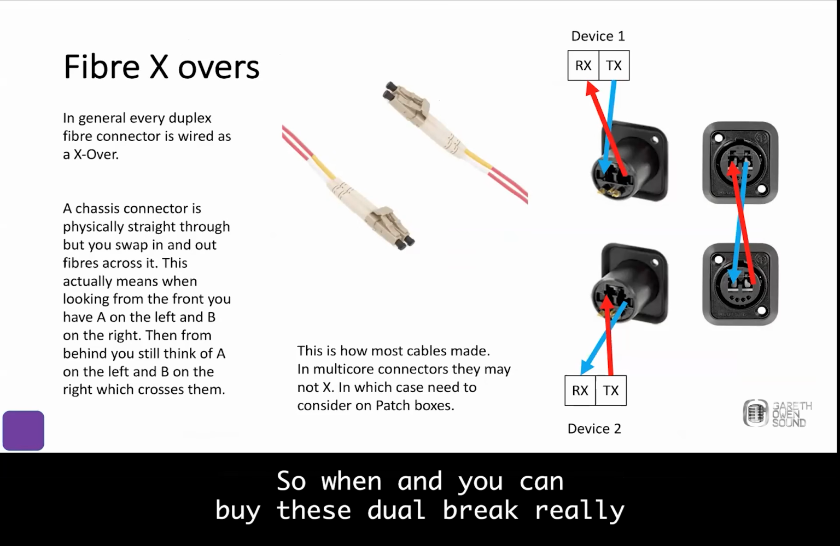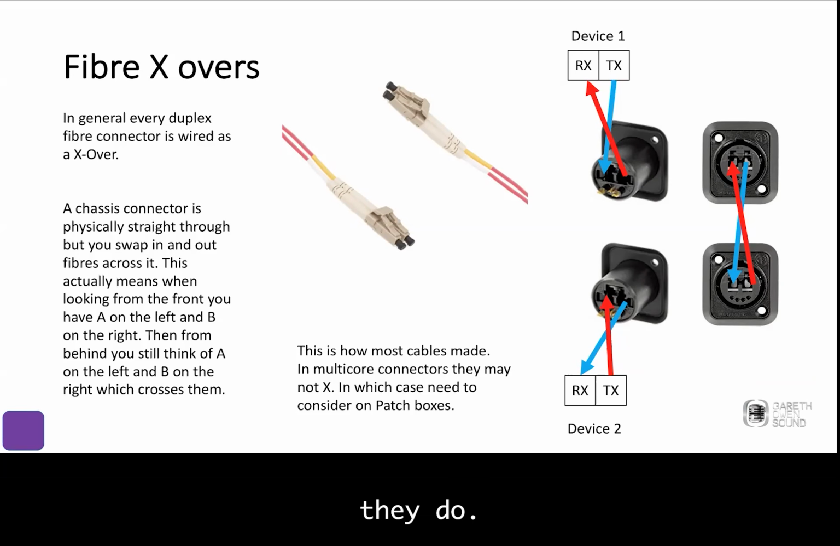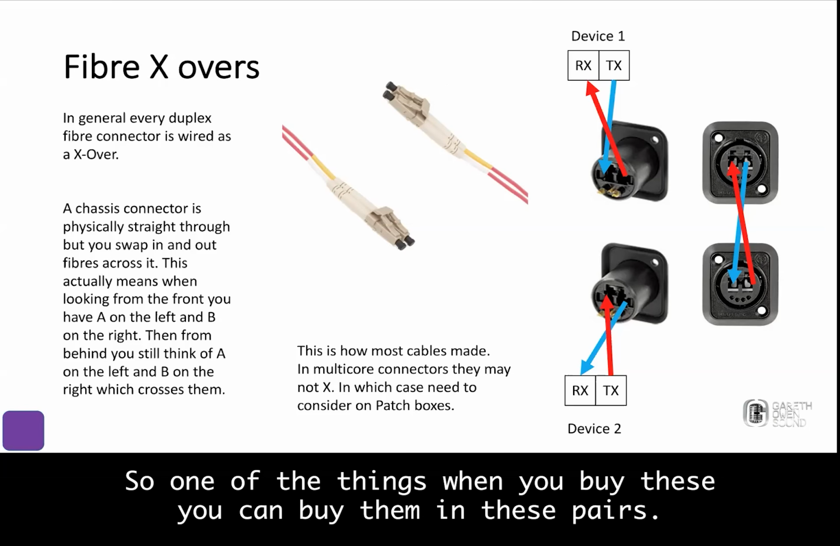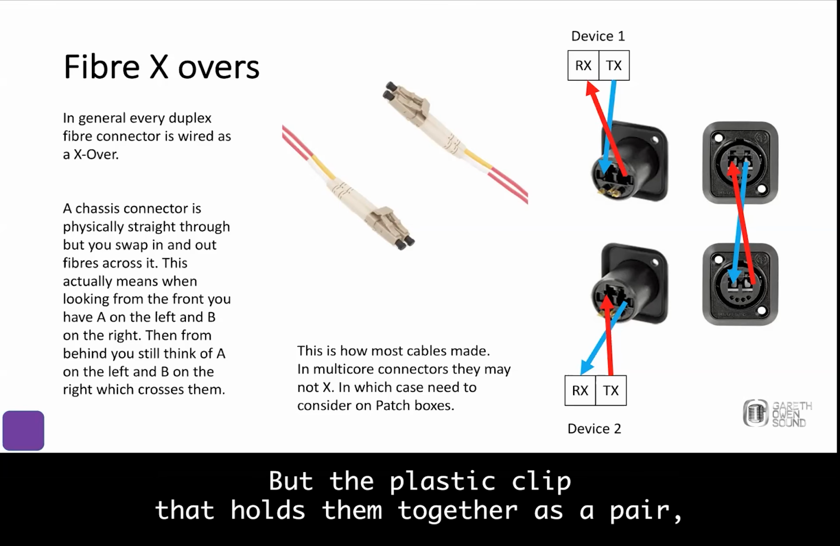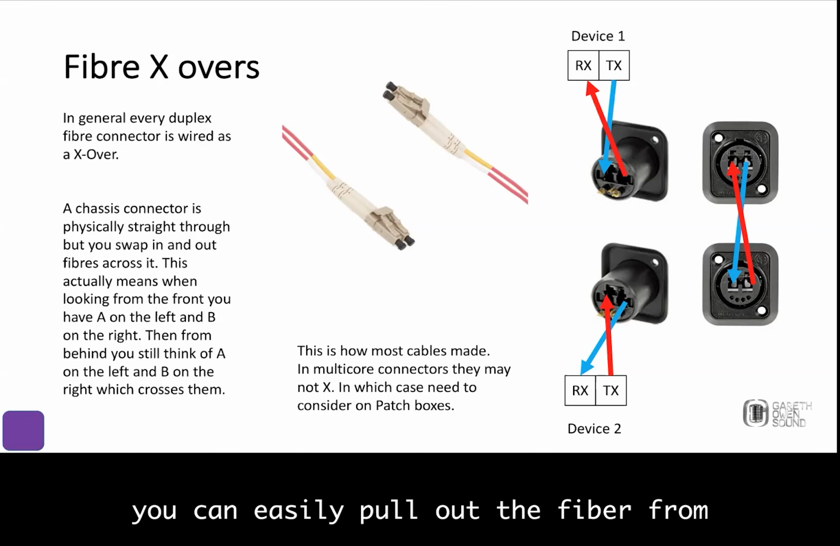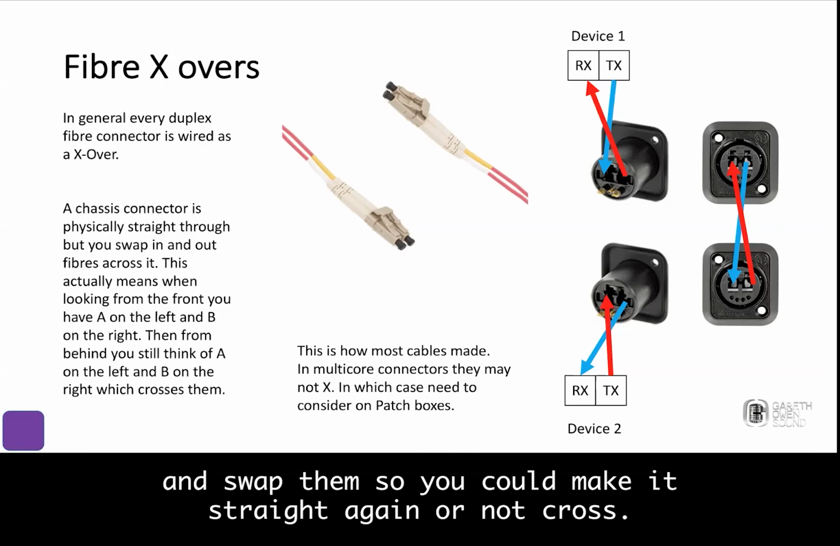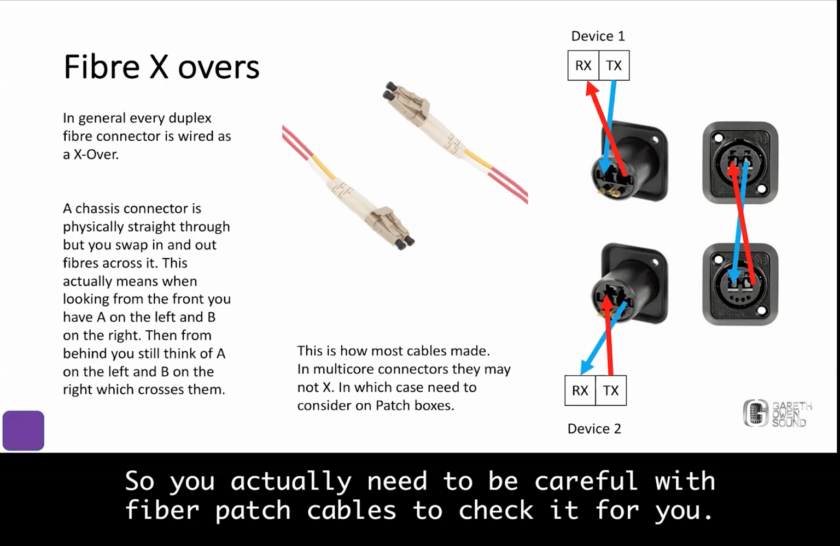Yeah, that's very true. So you can buy these dual patches. They do break, really. One of the things, when you buy these, you can buy them in pairs, but the plastic clip that holds them together as a pair, you could easily pull out the fibre from and swap them. So you could make it straight again or not cross. So you actually need to be quite careful with fibre patch cables to check them before you build your rack.